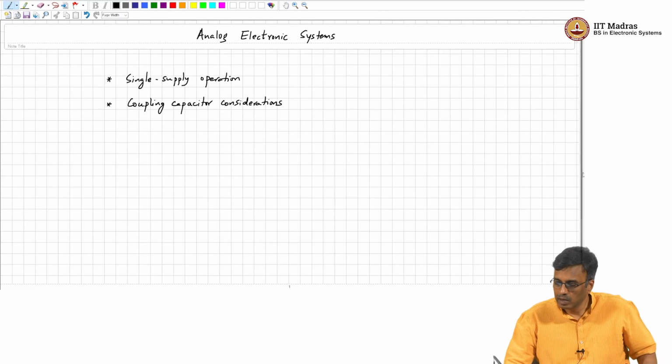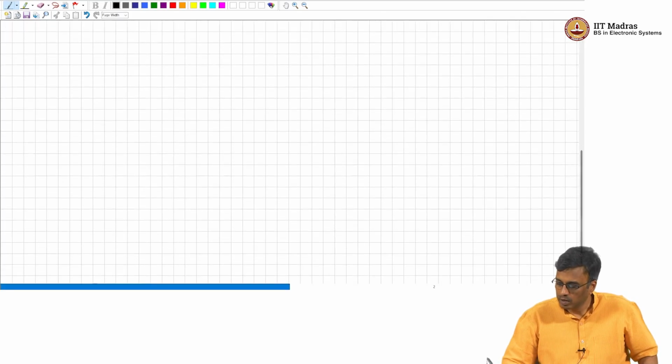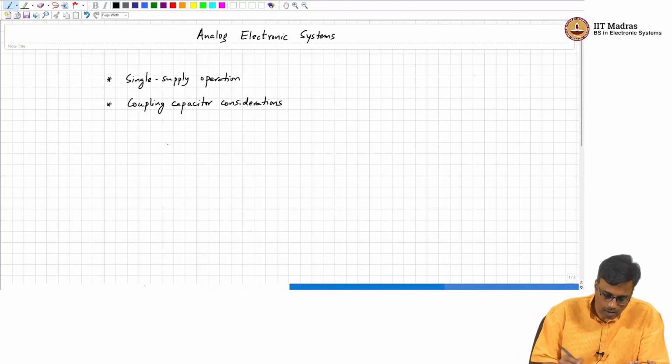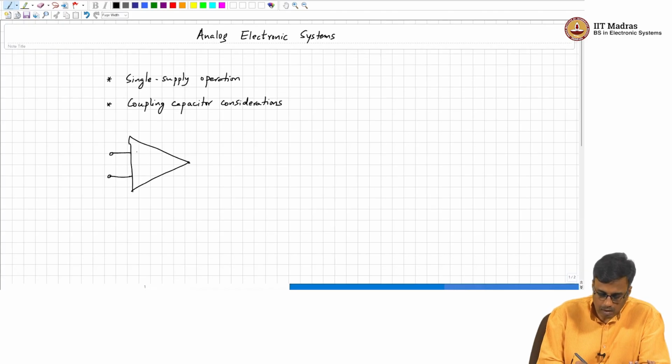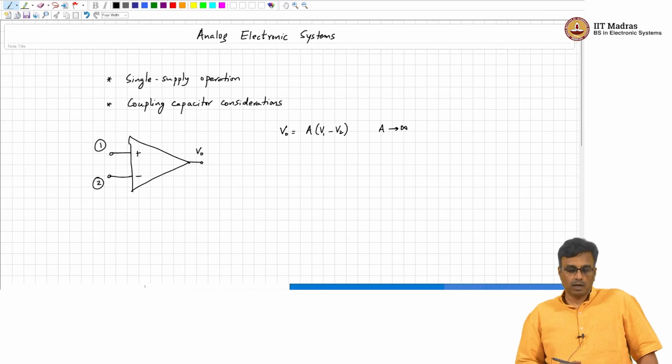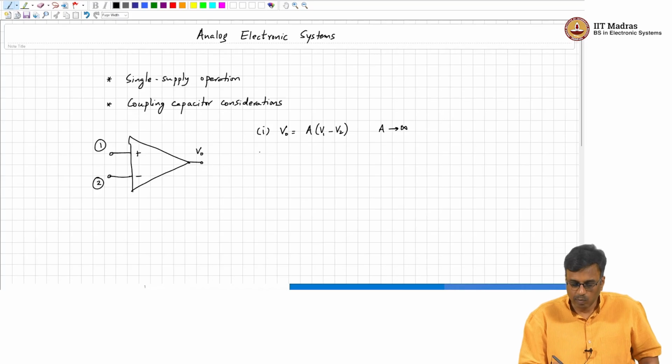So today we will look at some more applications of some basic op-amp circuits. And before that, let's see what all we know about the op-amp already. So ideally, of course, VO must be equal to some A times V1 minus V2, where A tends to infinity. This is the very basic model that we used.